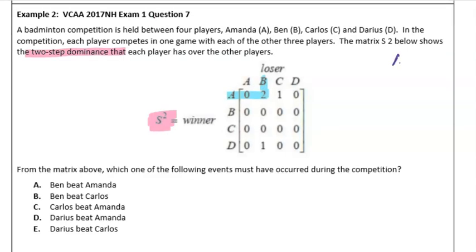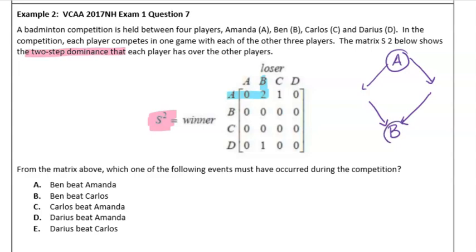So what that tells me, if I think of this in terms of a diagram, is Amanda beat somebody who also beat Ben, because that gives us a 2-step. And she did this in 2 different ways. So there are 2 different pathways there. Now there are only 4 players in this tournament. So that means we know that these players had to be Carlos and Darius. So Amanda definitely beat Carlos and Amanda definitely beat Darius. Unfortunately though, they aren't options in our answers here.